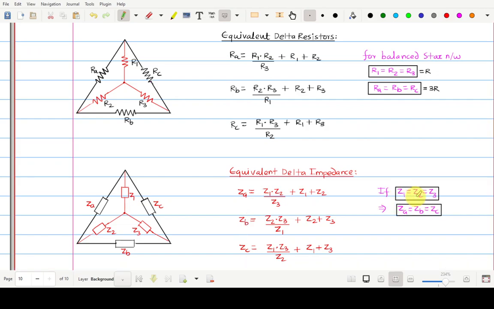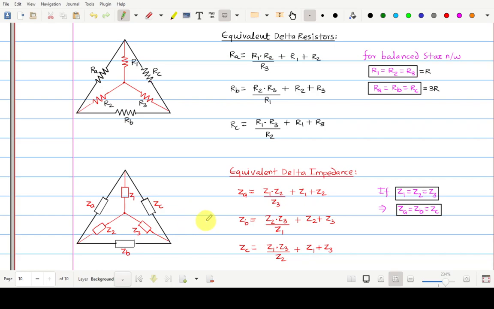If Z1 is equal to Z2 is equal to Z3, this is possible when your star network is balanced. So your newly formed delta impedances will also have the same values. Okay, so your delta network will also be balanced. So ZA is equal to ZB is equal to ZC. Okay, so in this way you can convert any star network into a delta network. It may consist of pure resistances or it may consist of impedances. In this way you can convert a star network to a delta network.